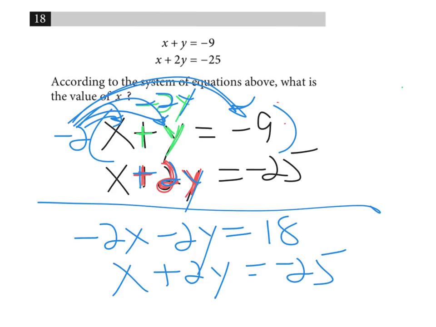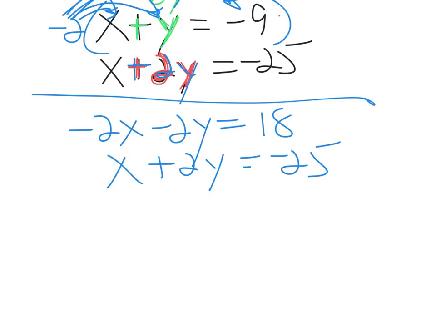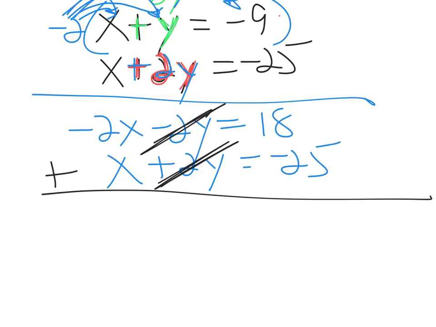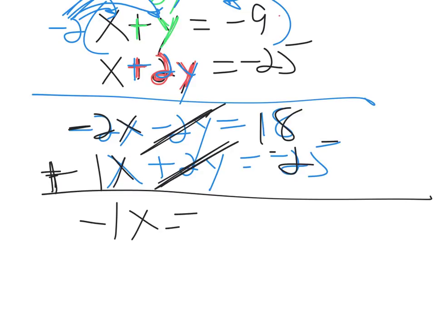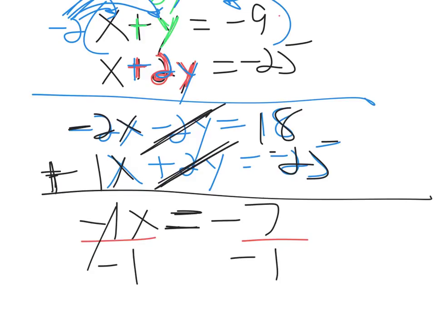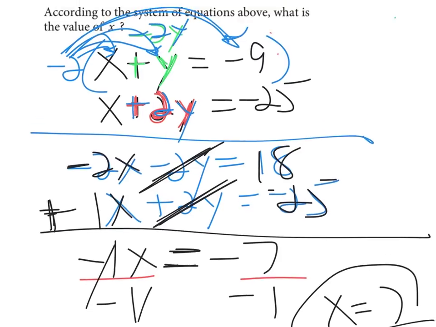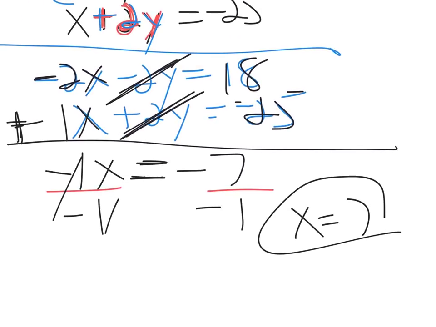And now I'm going to add the equations together to make the y's cancel. Here, the y's cancel, negative 2y and positive 2y. I have negative 2x plus 1x, so that's negative 1x. I have 18 plus negative 25, so that's negative 7. And since I have negative 1x equals negative 7, I'm going to divide both sides by negative 1, so that x is going to be equal to positive 7. And this is one of those grid questions. So you would just simply grid in 7.